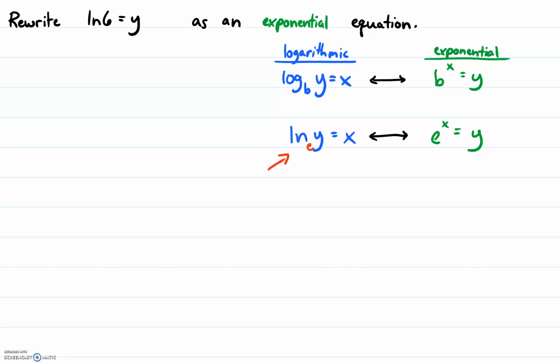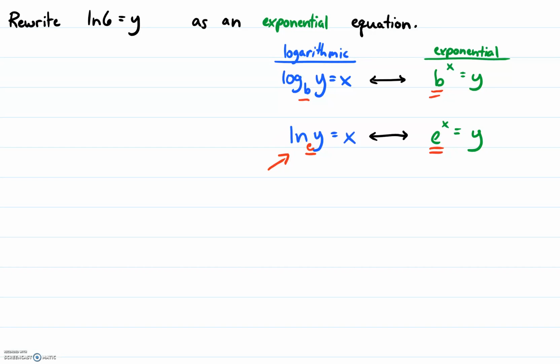Just like with the log as our first model, it became b to the x equals y. In other words, the base started here and it ended up there. The same thing is going to happen if you think of this natural log as having an e, because the base starts here and it ends up there as the base of the exponential part.